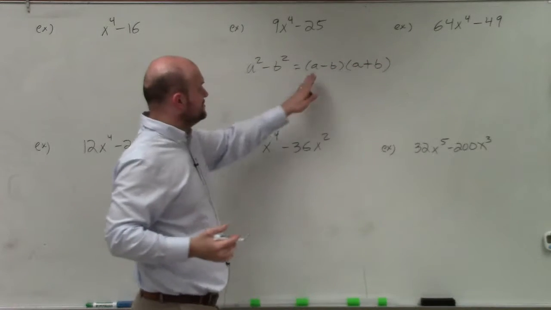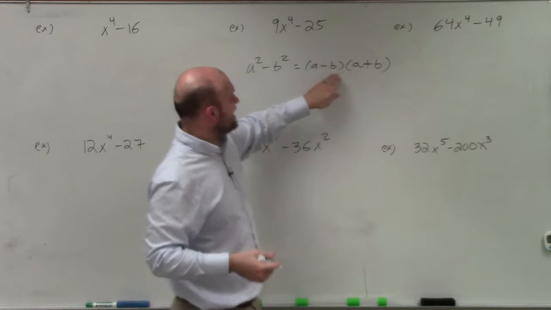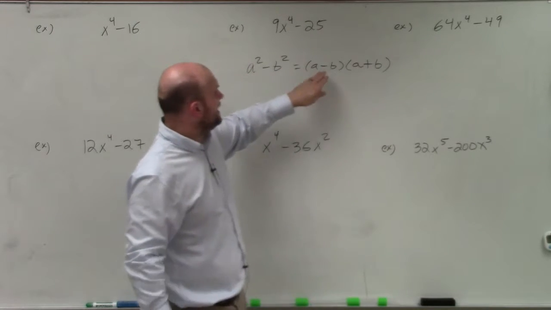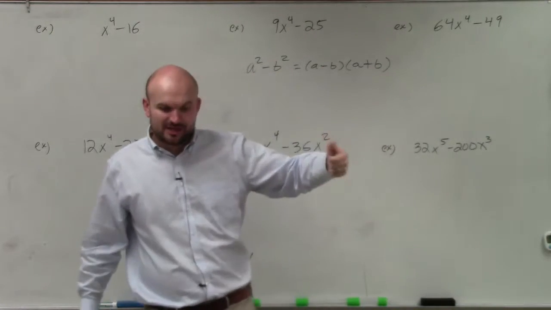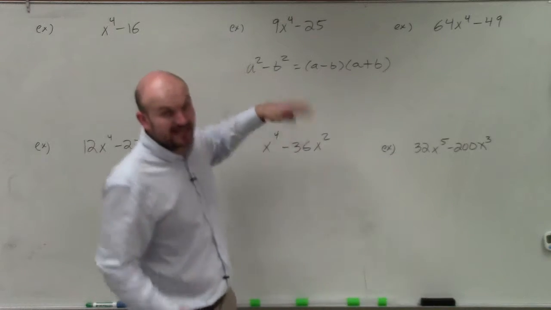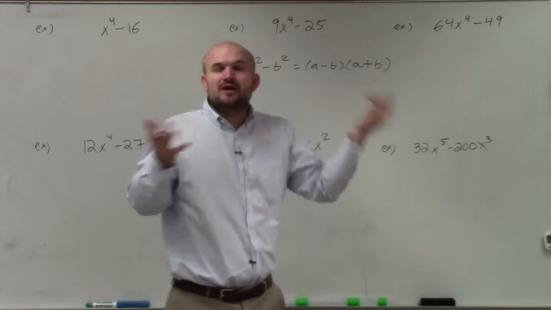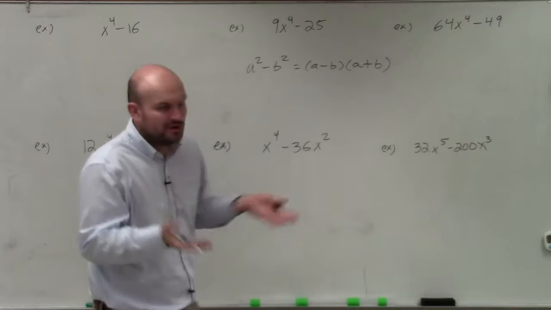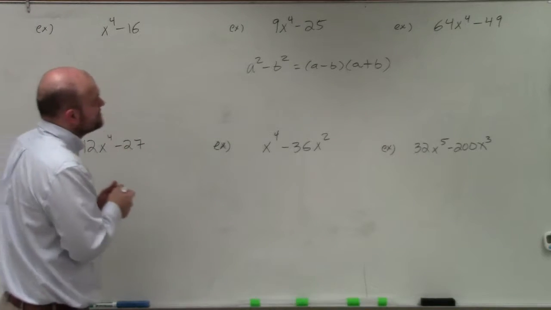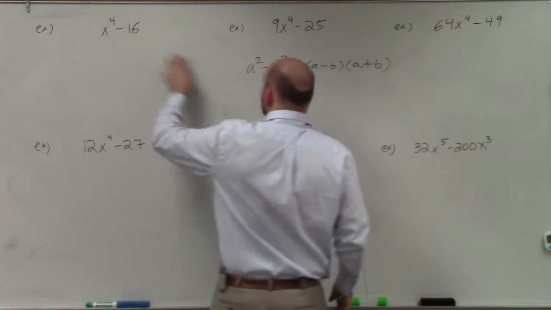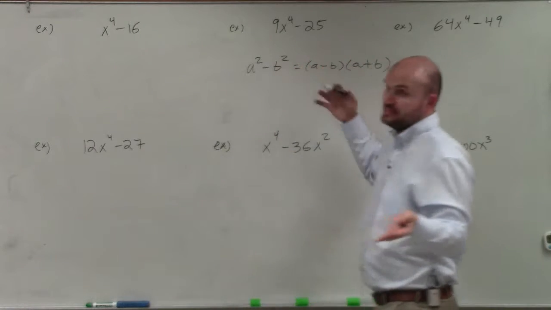Because my first two terms are multiplying to give me a squared, my last two terms are multiplying to give me b squared, and the minus and the addition multiply to give me the negative. And the middle terms, if you were to apply FOIL, are going to add to 0. They cancel out, or sum to 0. So in these problems, though, we're not going to be dealing with any quadratics.